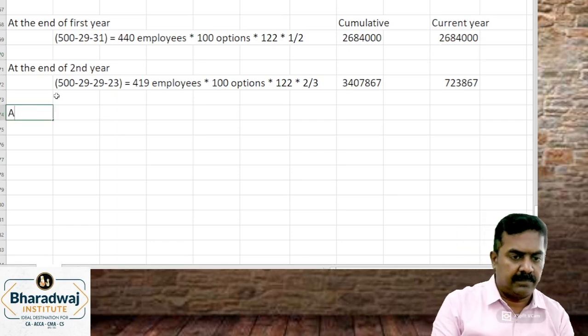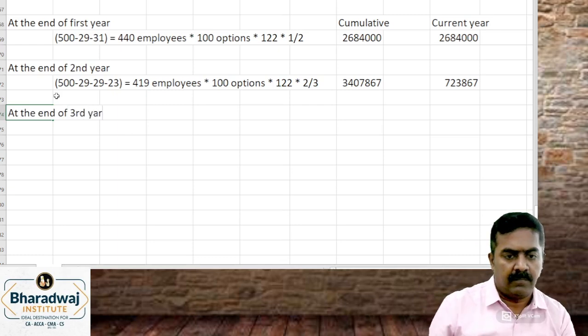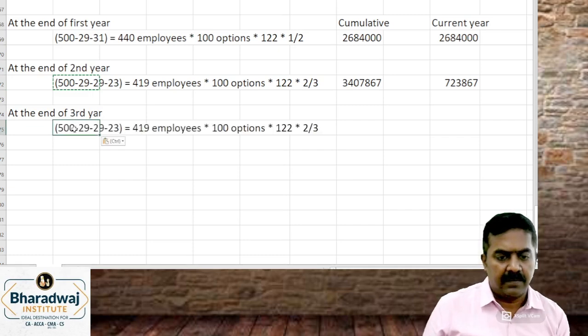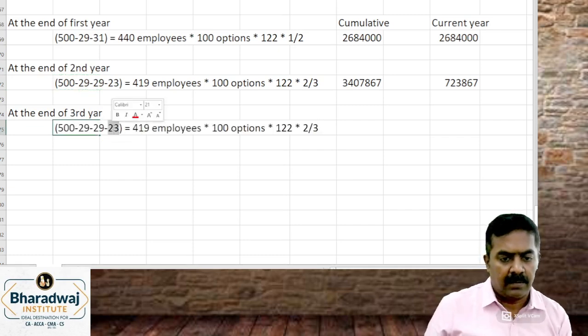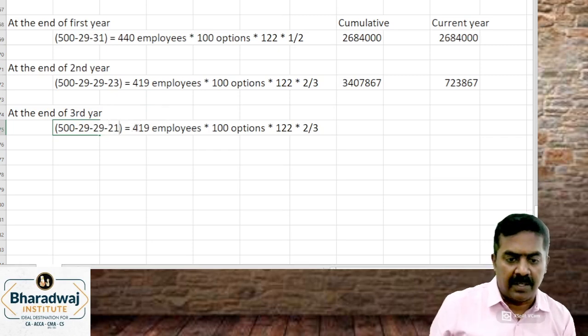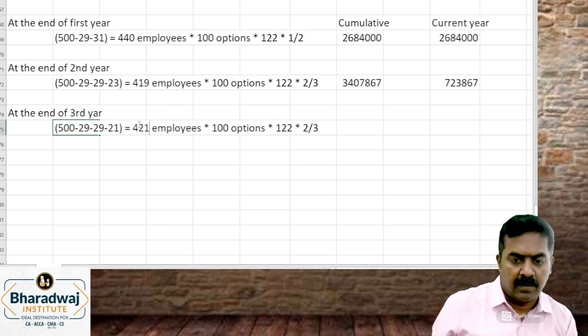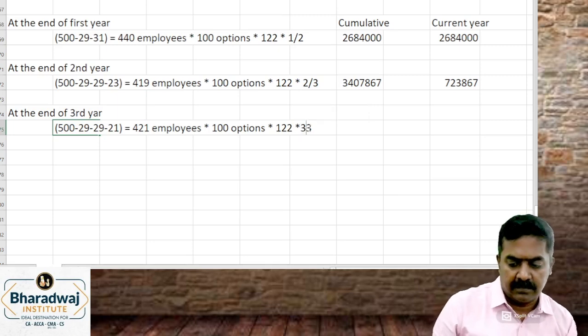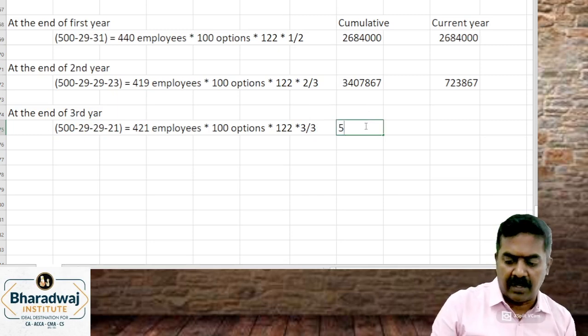Third year. How many employees actually left? 29, third year likewise 21. How many employees will be there? 421, into 3 by 3, 51 lakh.